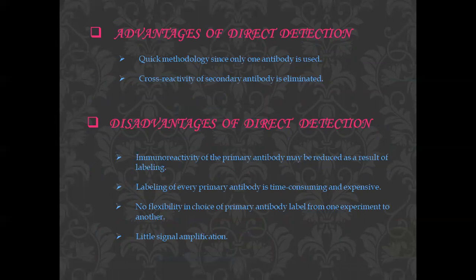Disadvantages are that the immunoreactivity of the primary antibody may be reduced as a result of labeling. Labeling of every primary antibody is time consuming and expensive. There is no flexibility in choice of primary antibody label from one experiment to another. Then there is little signal amplification. These are the problems in the direct method.